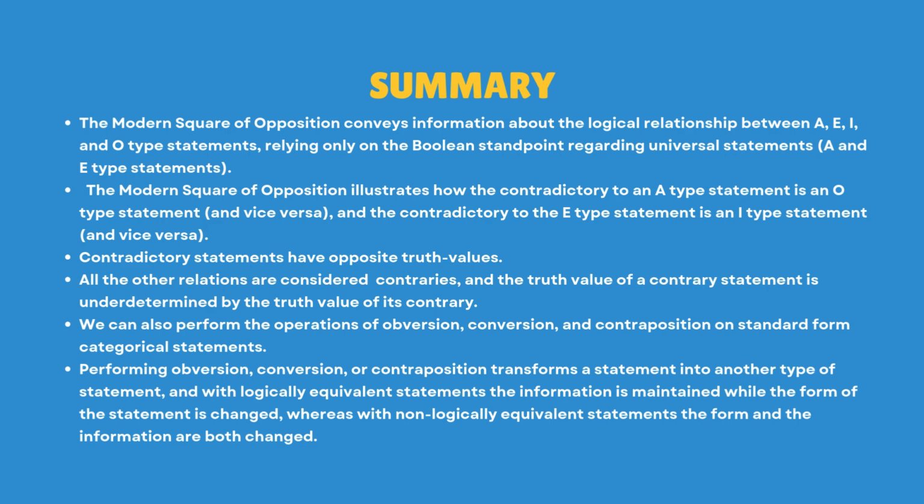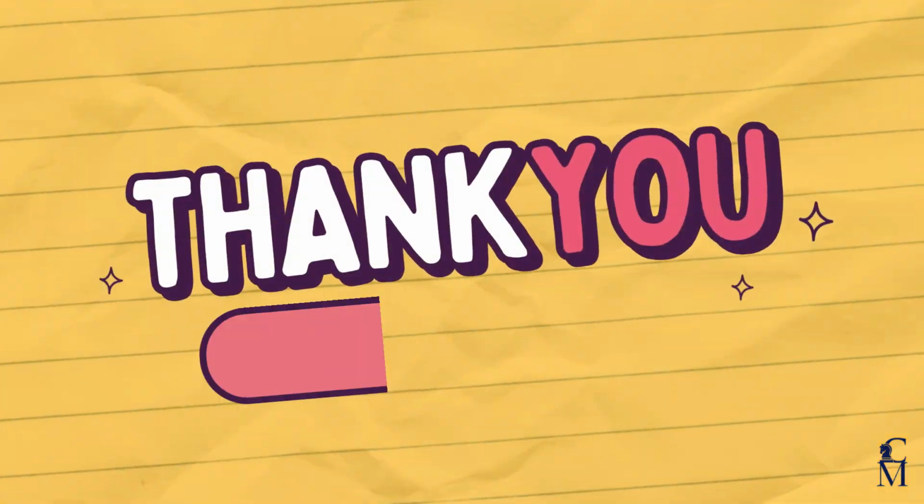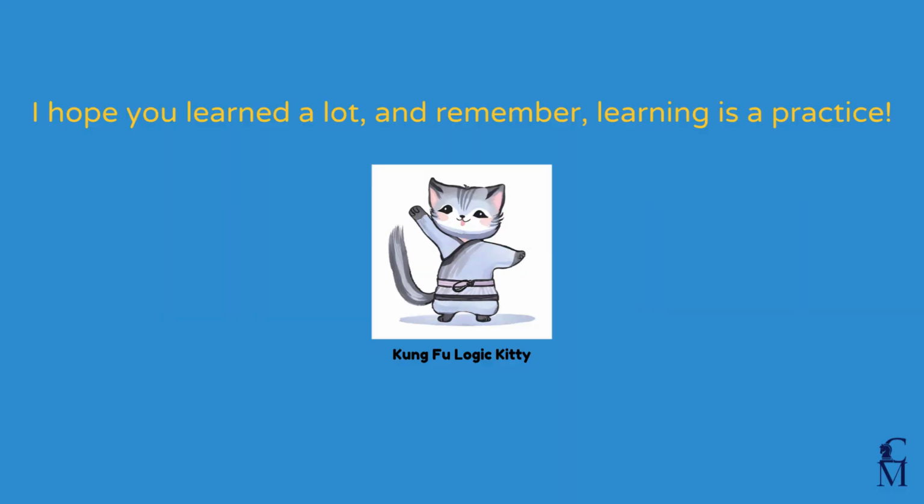We can also perform the operations of obversion, conversion, and contraposition on standard form categorical statements. Performing obversion, conversion, or contraposition transforms a statement into another type of statement, and with logically equivalent statements, the information is maintained while the form of the statement is changed, whereas with non-logically equivalent statements, the form and the information are both changed.